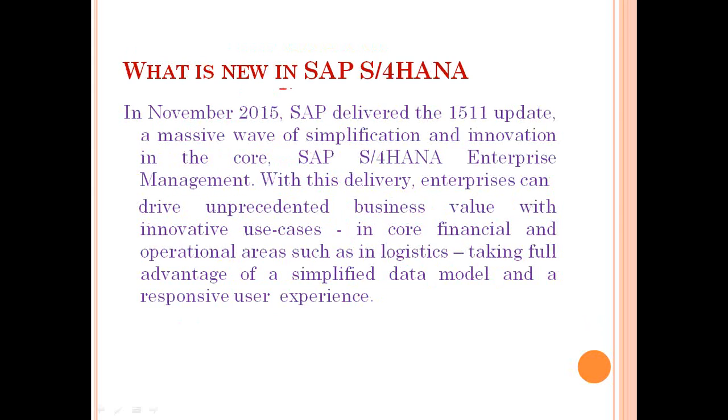So what is new in S/4HANA? What was released in 2015 November? SAP delivered the 1511 update, a massive wave of simplification and innovation in the core. S/4HANA Enterprise Management. With this delivery, enterprises can drive unprecedented business value with innovative use cases in core financials and operational areas such as logistics also, taking full advantage of the simplified data model and a responsive, user-friendly UI. So simple logistics is also there in this S/4HANA November edition, that is 1511.